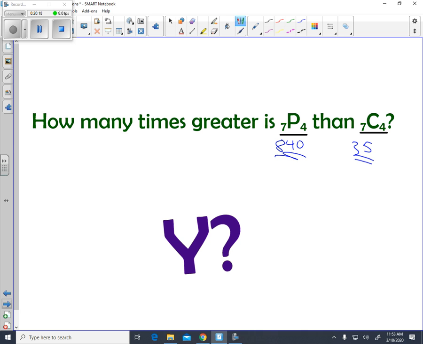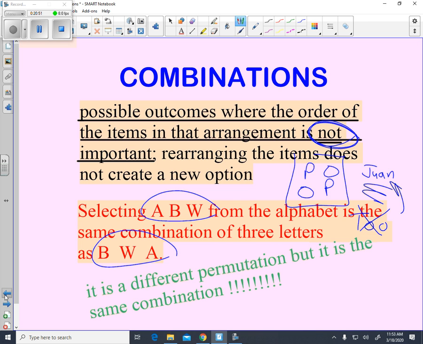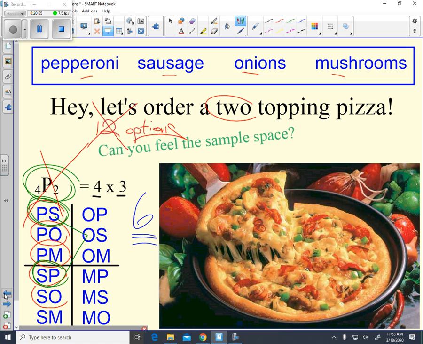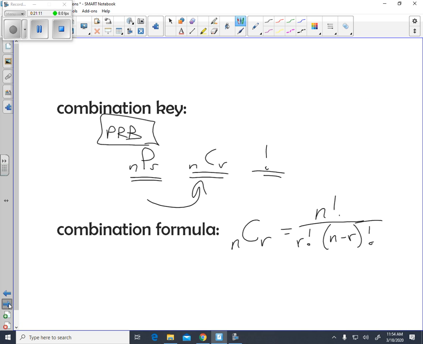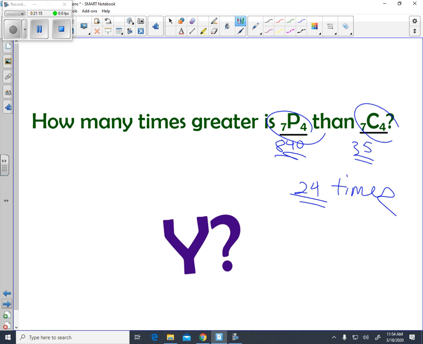So how many times greater is 840 than 35? Well, let's see. 840 divided by 35 is, let me try it again, 840 divided by 35. I got 24. The number of permutations is 24 times bigger than the number of combinations. Remember in the pizza problem back here? The number of permutations was 12, but the number of combinations of 2 ingredients was 6, and the number of permutations is twice as big as the number of combinations. And then in this problem, the number of permutations is 24 times as big as the number of combinations.